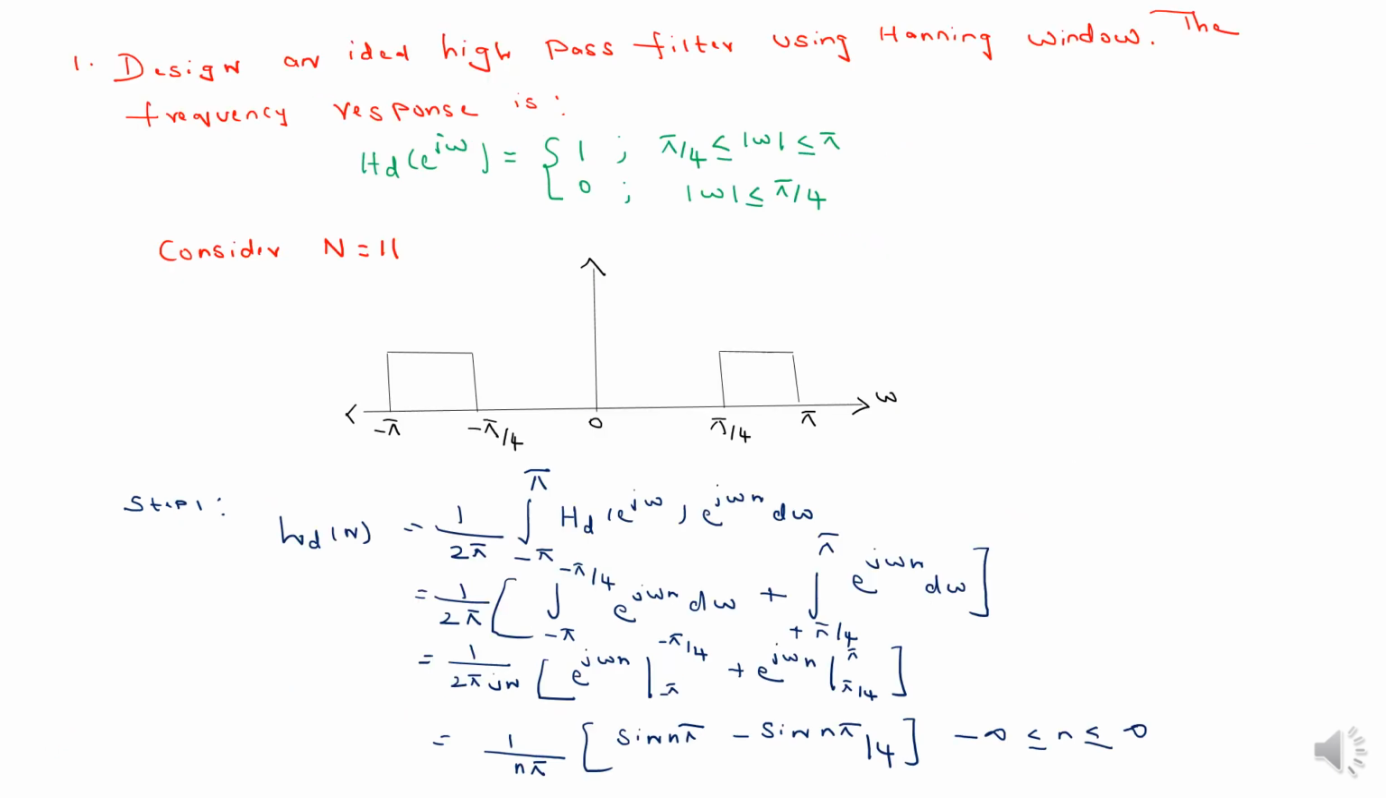h_d(n) is equal to (1/nπ)[sin nπ minus sin(nπ/4)]. If you substitute n equal to 0, sin 0 by n equal to 0, you will have 0 by 0, which is an indeterminate form. So if you substitute n equal to 0 directly, we arrive at an indeterminate form. So we need to apply L'Hospital's rule here.